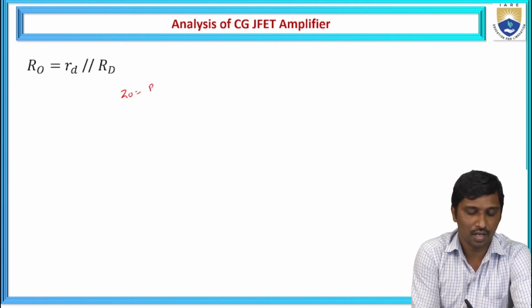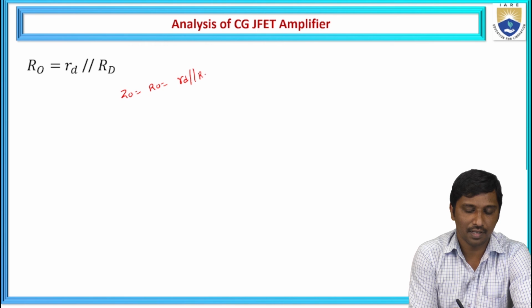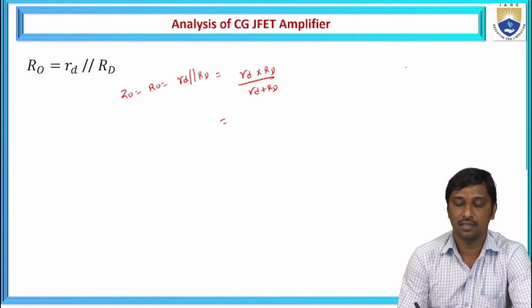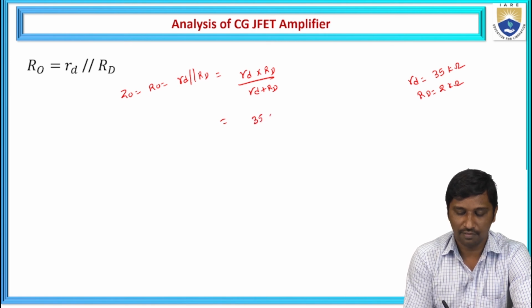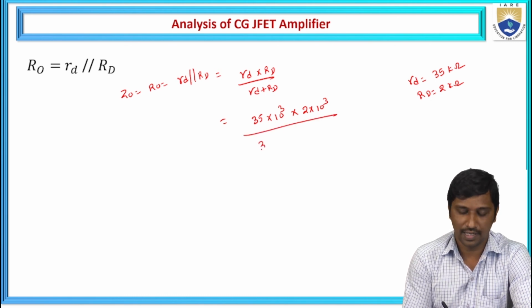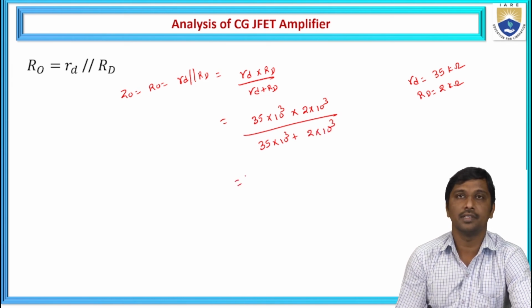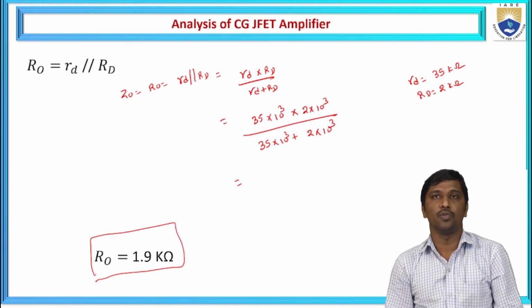Similarly, we need to calculate R0 or Z0. We know that Z0 or R0 is the two impedances in parallel, that is small rd in parallel with capital RD, hence small rd into capital RD by small rd plus capital RD. From the given specifications, small rd is 35 kilo ohms and capital RD is 2 kilo ohms, hence 35 into 10 power 3 into 2 into 10 power 3, by 35 into 10 power 3 plus 2 into 10 power 3. Then we can solve this ratio. It gives that R0 is equal to 1.9 kilo ohms.